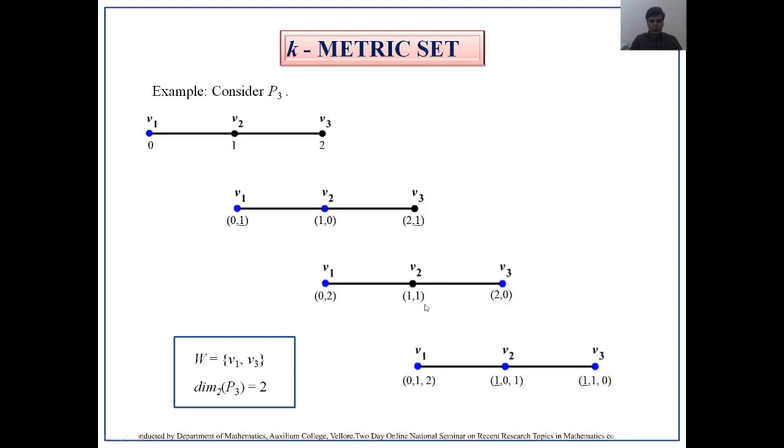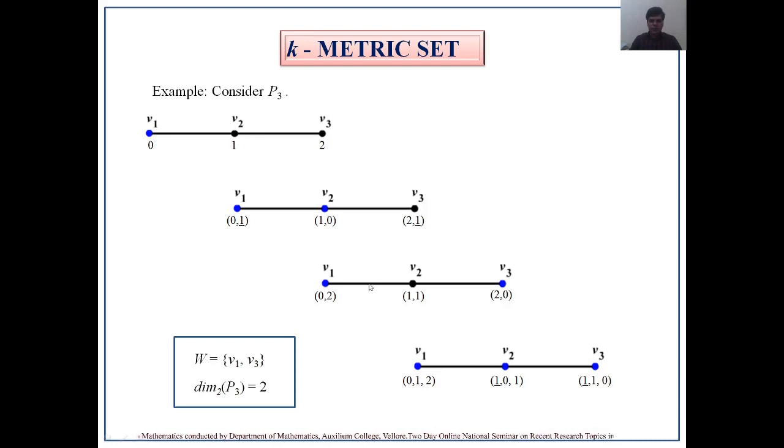Now my job is to increase the k value. Therefore I am checking another possibility, that taking this vertex V2 also in the set W. Now when I find the representation, in the representation of V2 and V3, first coordinates itself same. Therefore I cannot find three metric set for this graph P3.